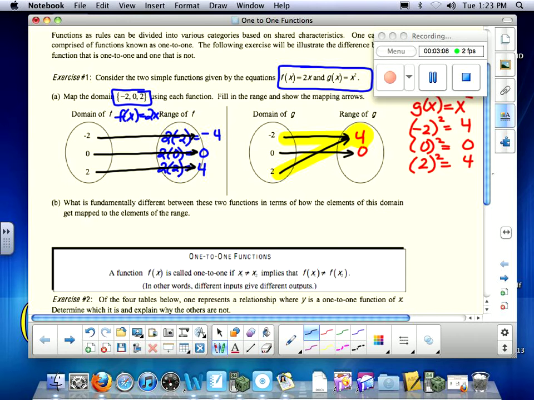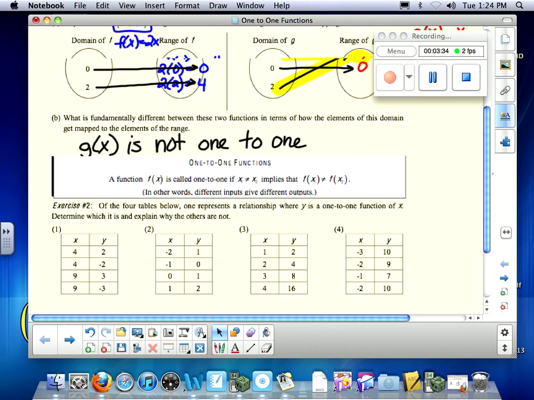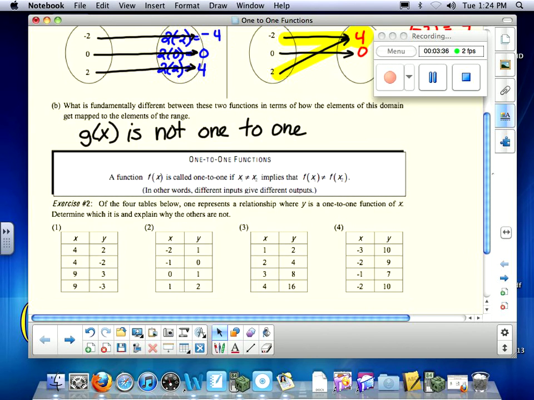So g of x is not 1 to 1. So if it was 1 to 1, then each domain value would map to just one range value, like it did in f of x. Good. Well, that's pretty much the basic gist. Now let's practice some. Let's take a look.